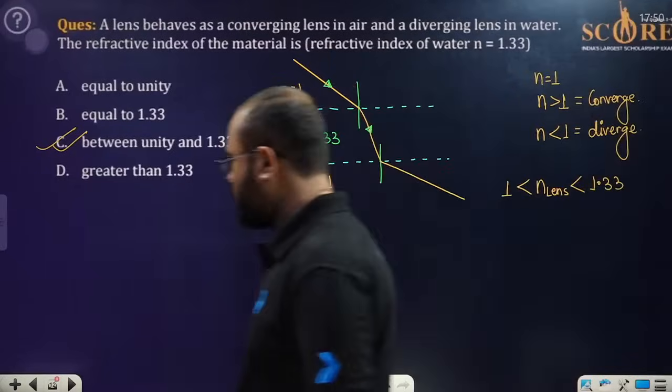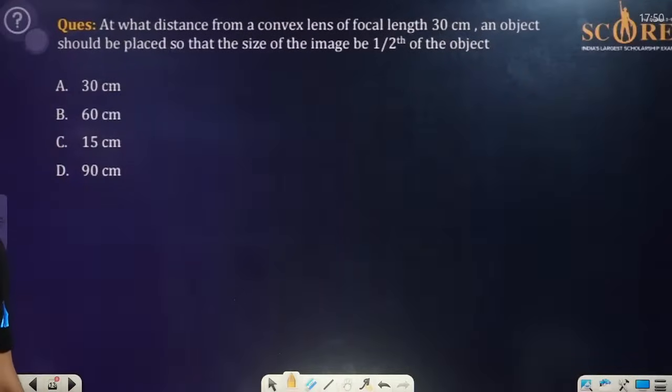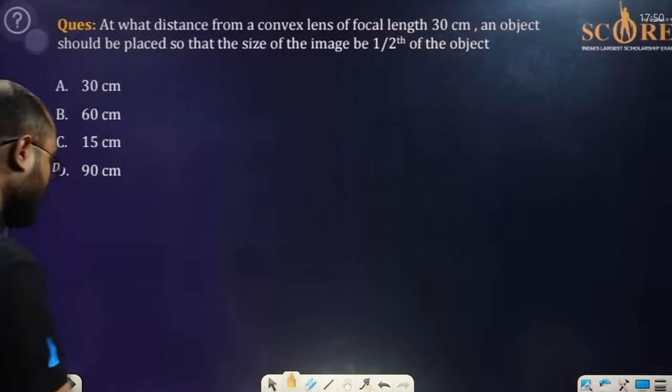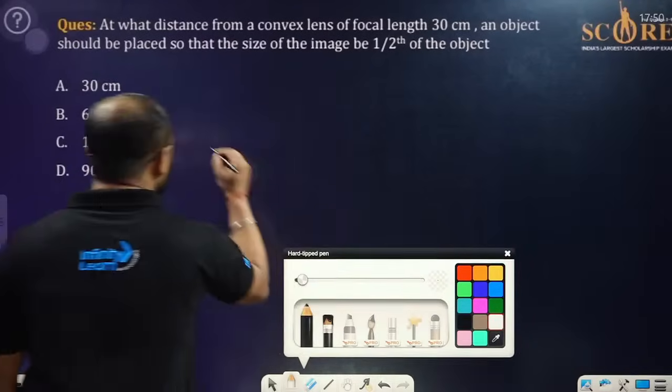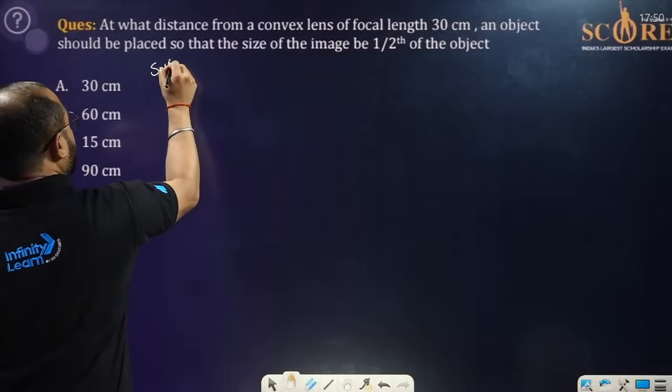This is what it is. There. Fine. Chalo. Moving next. At what distance of the convex lens? Okay, so how to solve this thing? Solution for this, people.